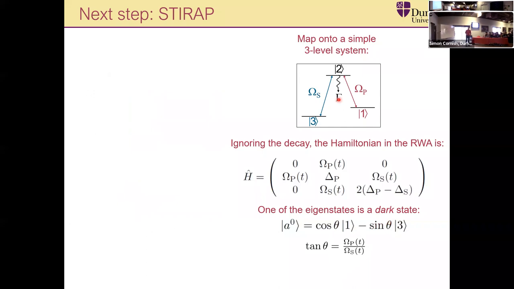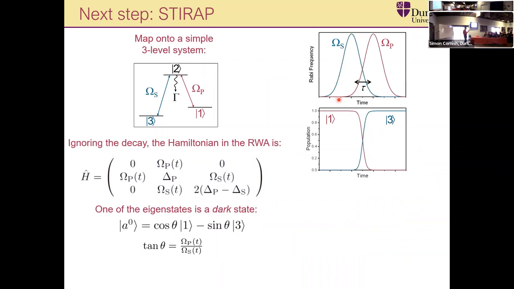So STIRAP is that simple. You do this so-called counterintuitive pulse sequence shown here. You turn on the Stokes field, as we call it, this blue photon, and that actually initiates the Feshbach state as the dark state of the system. Then as you ramp down the Stokes field, you ramp up the pump field. As you do that, you hopefully adiabatically evolve the dark state from being purely in state one to being purely in state three. If you solve this, the populations in states one and three as a function of time show that the population goes from one to three, which is exactly what we want. We take our population from the weakly bound Feshbach state all the way down to the absolute ground state.